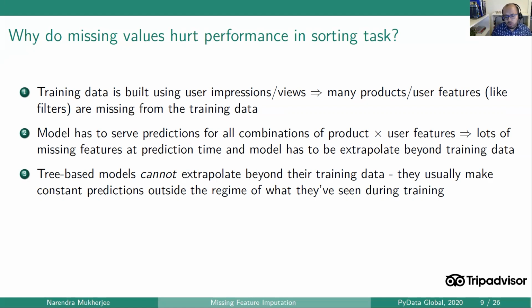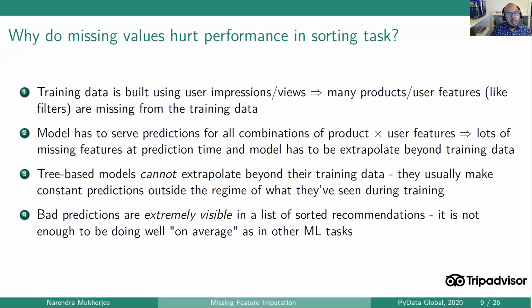And in addition, I would argue that this is an even bigger problem in the case of the sorting task, because from the business perspective, the sorting task is extremely visible, and bad predictions in a list of recommendations are extremely visible. It's not like the other machine learning tasks that you might do in a company like ours, like say predicting auction revenue or something like that, where it might be enough to do well on average, as in any other machine learning task. It might be enough to have a good mean squared error, for instance.